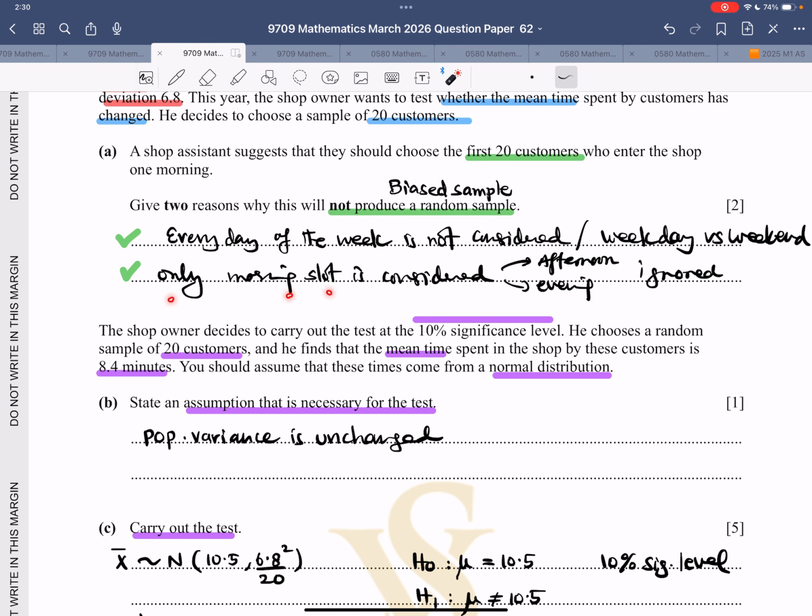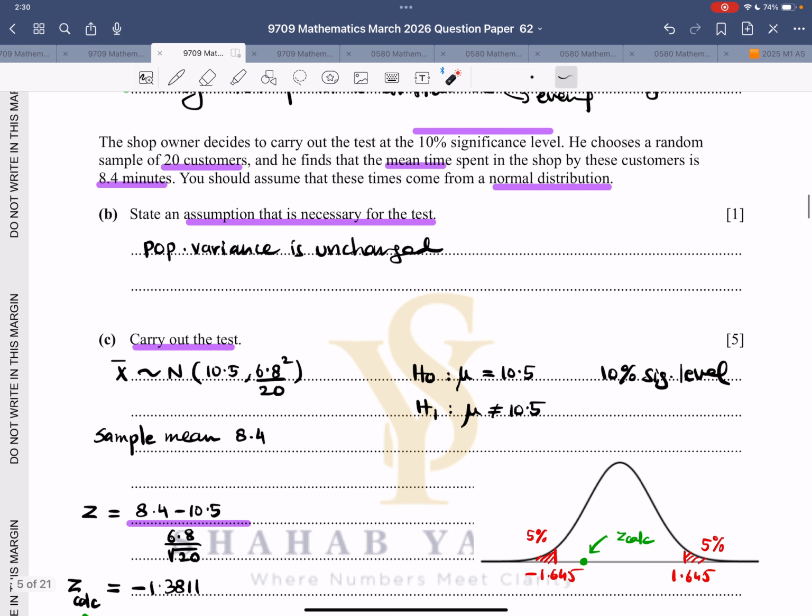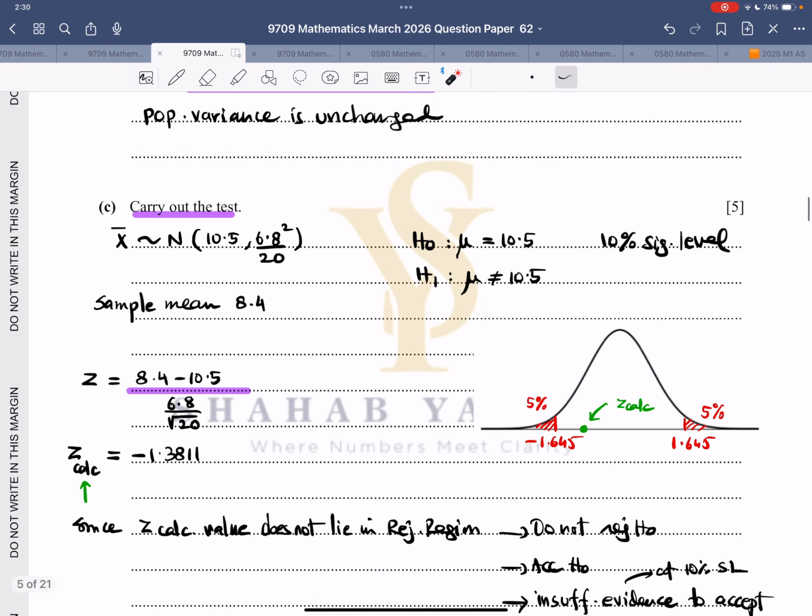Only the morning slot is considered. What about the afternoon slot? What about the evening slot? So these were ignored. That's why it's a biased sample. What is the assumption? Population standard deviation or population variance is unchanged.